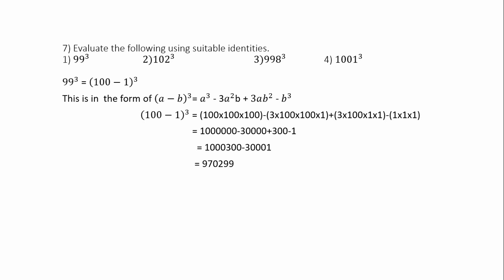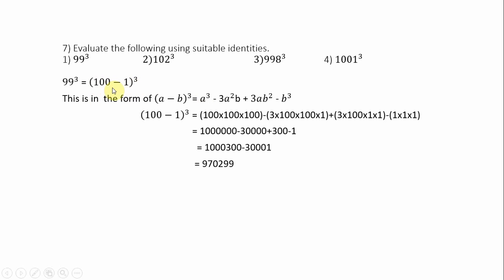First one is 99 cube. This 99 cube can be written as 100 minus 1 whole cube, because 100 minus 1 is 99 only, so you are changing the 99 cube as 100 minus 1 whole cube. Now after changing it, this is in the form of a minus b whole cube. Why is it in the form of a minus b whole cube? Let 100 be equal to a and 1 be equal to b, then it is equal to 100 minus 1 whole cube. Understand, children?